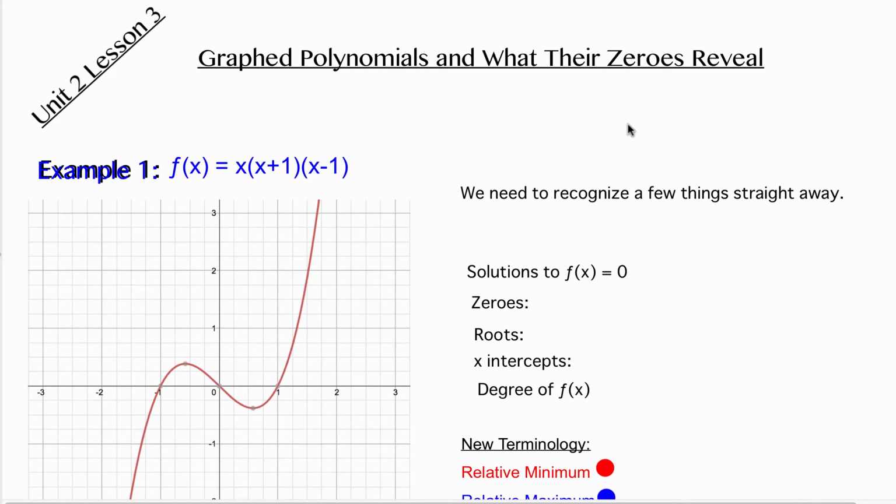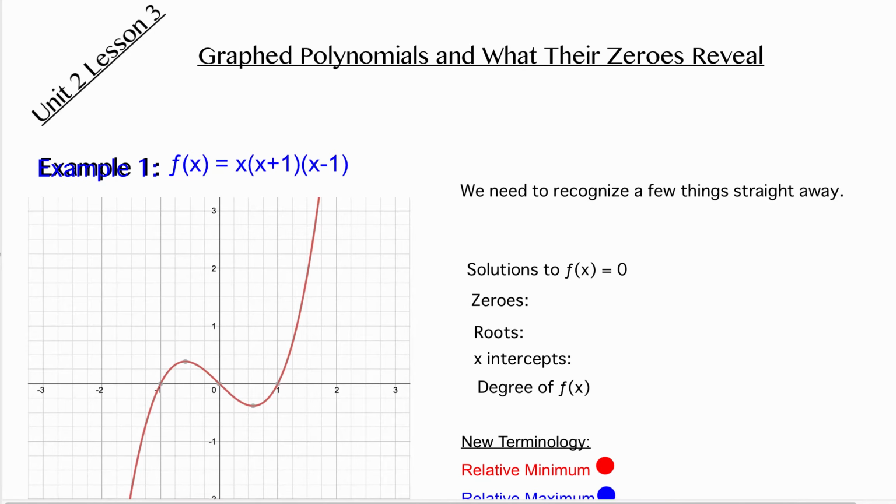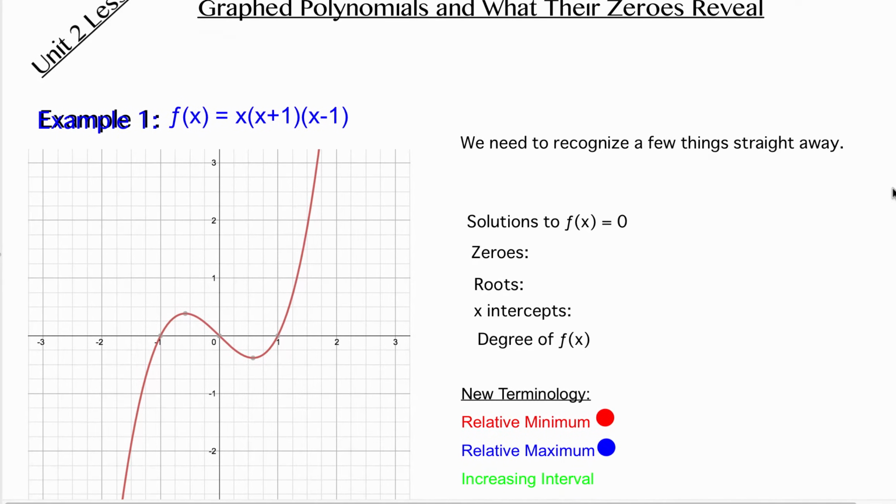All right, so we're going to start looking at graphed polynomials and see what their zeros reveal. Well, kind of a weird title, but it's actually a very simple lesson. We are going to look at graphs, the pictures, and from the pictures we're going to be able to tell a lot of things, and a couple of new vocabulary words are going to be thrown in. So getting right down to it, let's move down so we can see example 1.